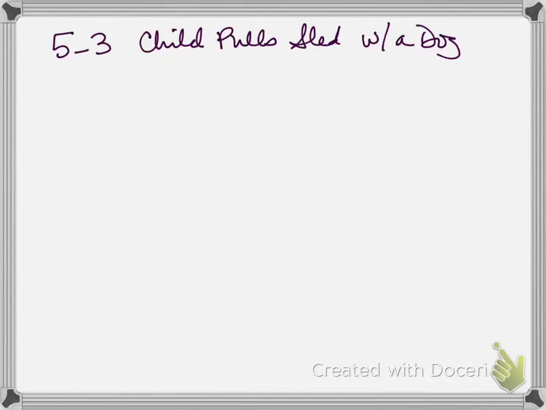Okay, our third question from assignment 5 is child pulling a sled with a dog. This is a classic forces and motion question. A child pulls a 15-kilogram sled containing a 5-kilogram dog along a straight path on a horizontal surface. He exerts a force of 55 newtons on the sled at an angle of 20 degrees above the horizontal. As shown, the coefficient of friction between the sled and the surface is 0.22.